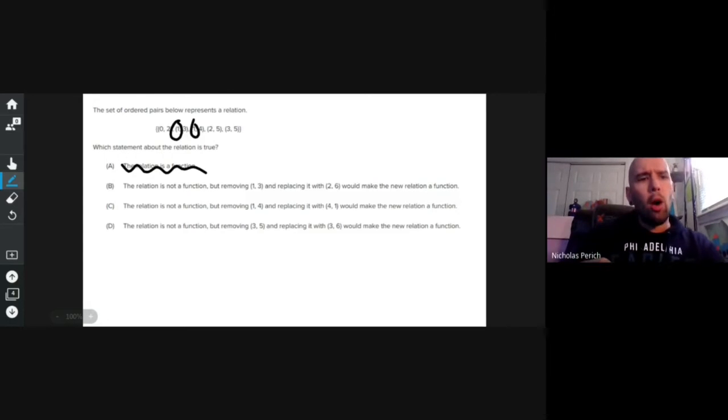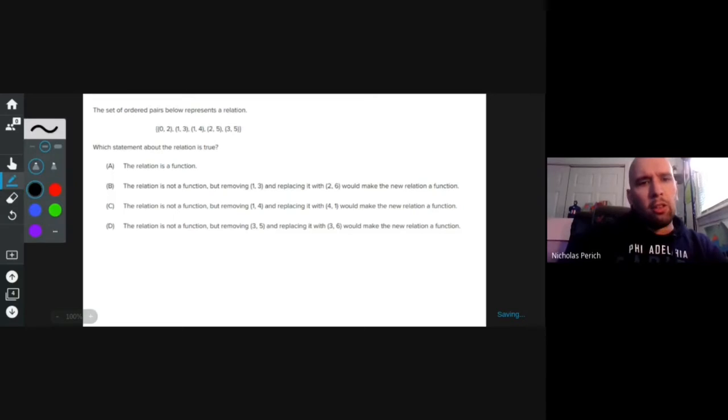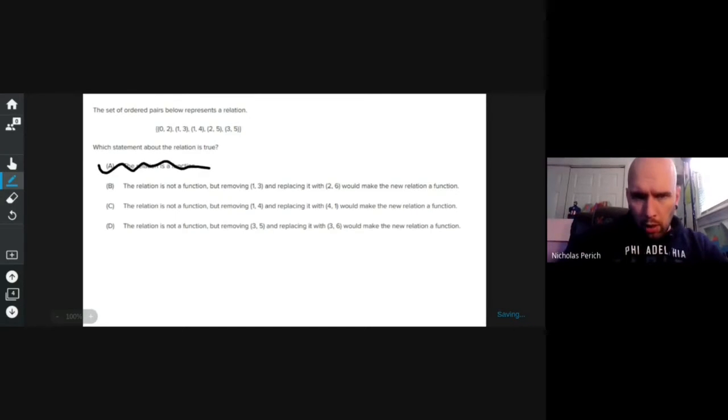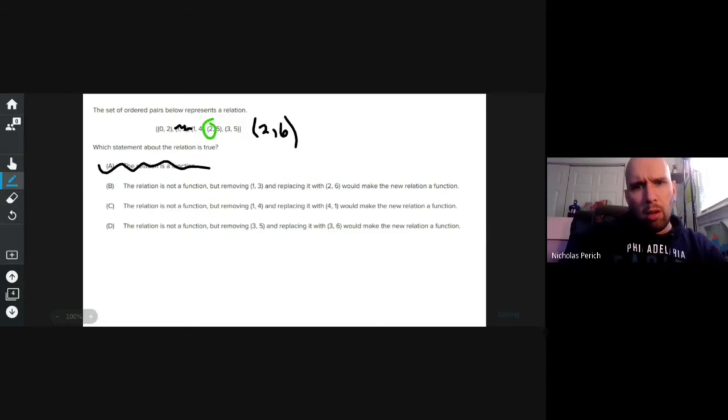Okay, so let's go through our options. It's not a function because x is used twice for 1. The relation is not a function, true, but removing 1/3 and replacing it with 2/6 would make it a function. All right, let's do that. 2/6. So let's see what I have. No, that doesn't work either because now 2 is used twice.